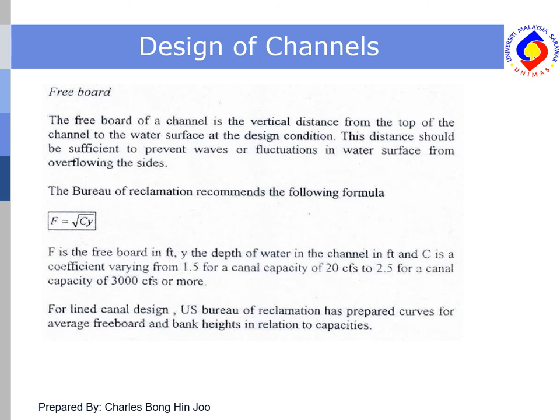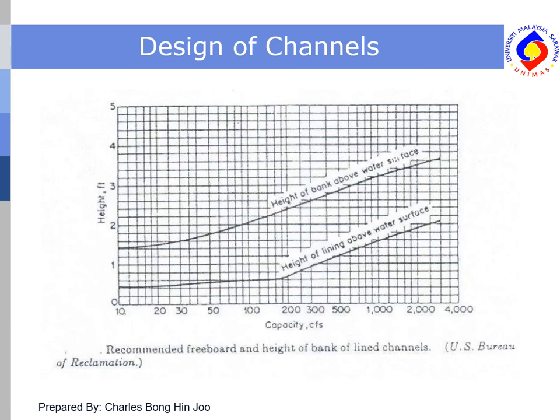Y is the depth of the water in the channel, and C is the coefficient, which varies between 1.5 for a discharge of 20 cubic feet per second to 2.5 for a discharge of 3000 cubic feet per second. So by using this equation, the US Bureau of Reclamation prepared curves to determine this average freeboard. This chart, as developed by the US Bureau of Reclamation, can be used to determine the required freeboard for your channel. But of course, if you're using SI units, you need to do a conversion of units first before you can use this chart.